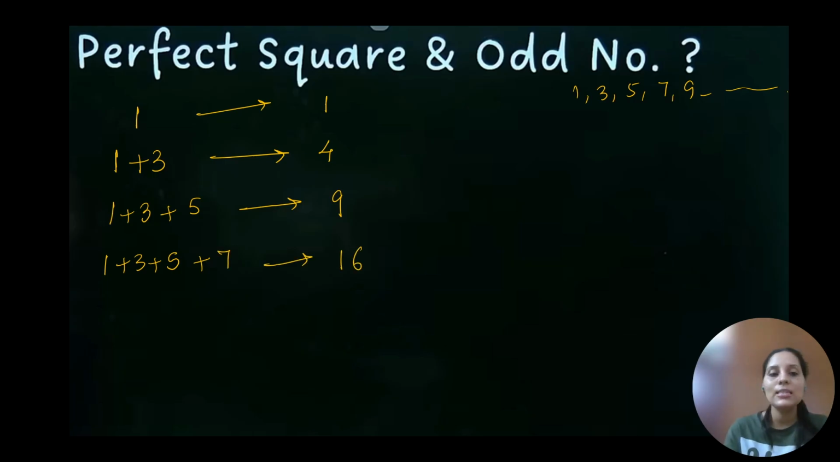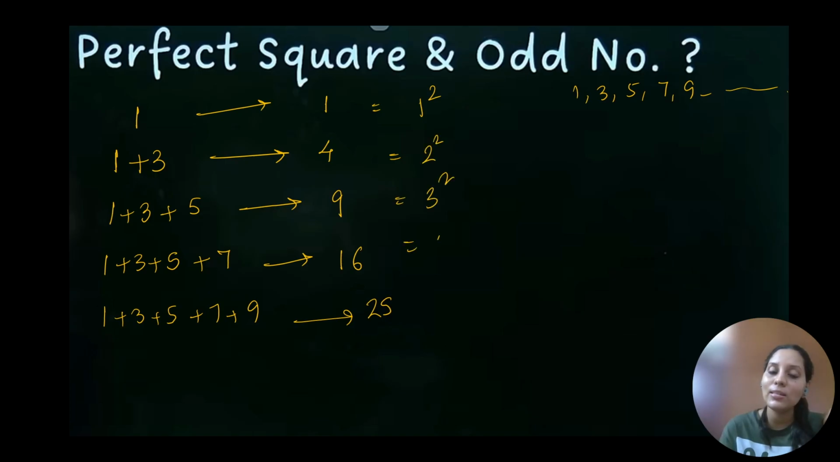So I get 16. Yes, one more. 1 plus 3 plus 5 plus 7, next odd number is 9, and the sum comes up to be 25. So if I say this is 1 square, this is 2 square, this is 3 square, this is 4 square, and this is 5 square. So when you are adding the sum of consecutive odd numbers, consecutive means one after the other, you end up having a perfect square.